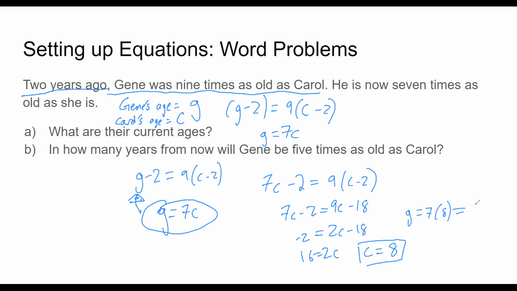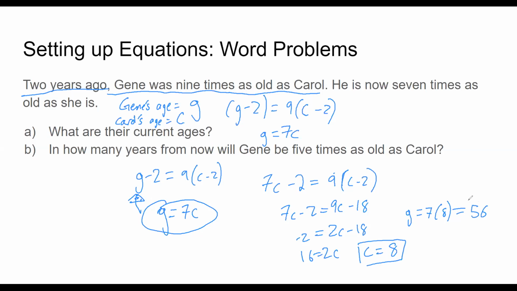Wait, how is it possible that 7C minus 2 is equal to 9C minus 2? Oh, we have a parentheses here. So 9 times the quantity C minus 2. So what we do is here we distribute it, and it becomes 9C minus 18, because 9 times negative 2 is negative 18. Yeah. All right, good question.